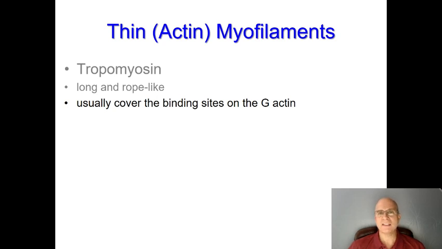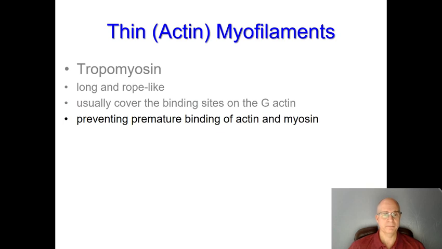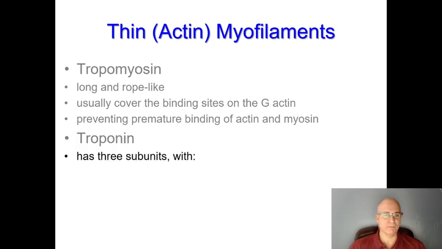And tropomyosin, this long rope-like protein, is going to cover up those binding sites and prevent contractions from happening until we're ready for them. So preventing the premature binding of actin and myosin. But we have to have a switch mechanism. We have to have the ability to move the tropomyosin out of the way sometimes when we actually want the muscle fiber to contract. And that's where troponin comes in.